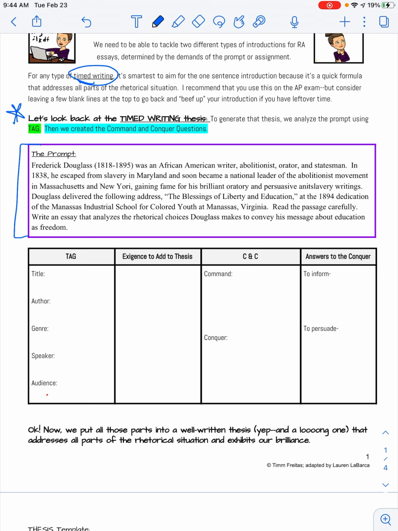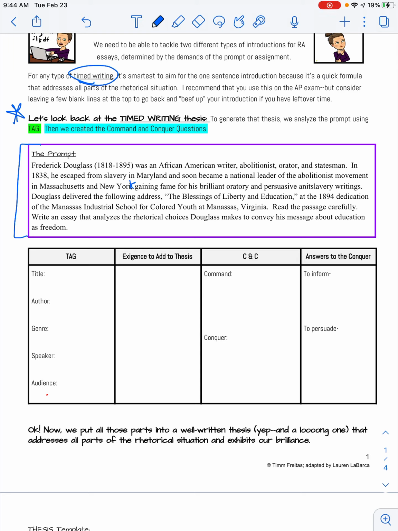Frederick Douglass was an African-American writer, abolitionist, orator, and statesman. In 1838, he escaped from slavery in Maryland and soon became a national leader of the abolitionist movement in Massachusetts and New York. Sorry, typo. Gaining fame for his brilliant oratory and persuasive anti-slavery writings, Douglass delivered the following address, The Blessings of Liberty and Education, at the 1894 dedication of the Manassas Industrial School for Colored Youth at Manassas, Virginia.